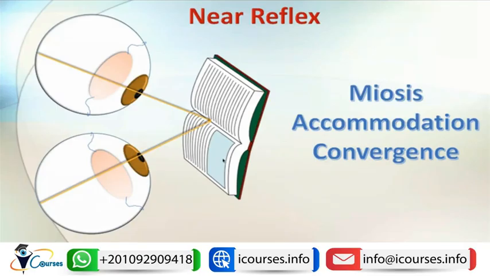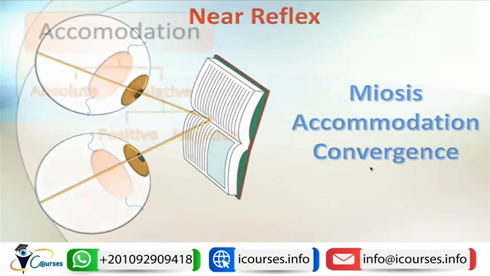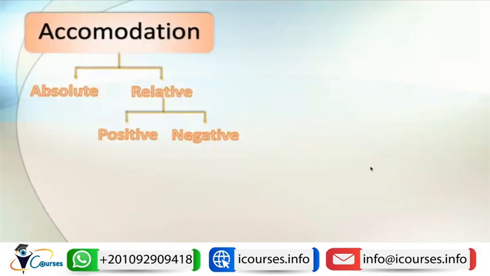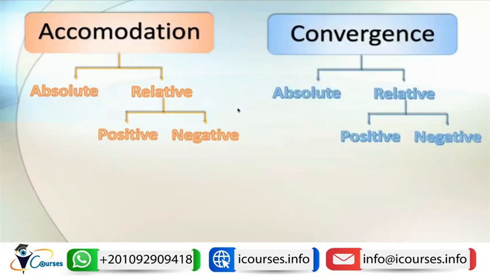So is there any relation that governs the accommodation and convergence? The answer is yes, and this is what will be discussed in this section. The accommodation can be divided into absolute accommodation and relative accommodation, and the relative accommodation itself can be further subdivided into positive relative accommodation and negative relative accommodation. The same thing applies for convergence. So there is absolute convergence and relative convergence, and the relative convergence is further subdivided into positive and negative relative convergence.